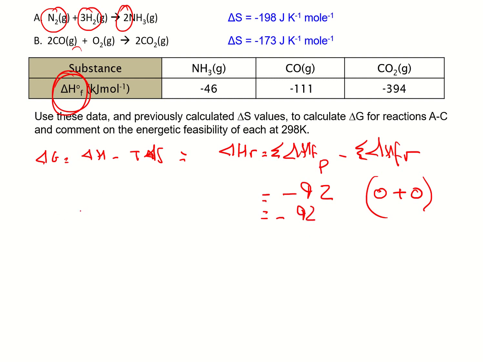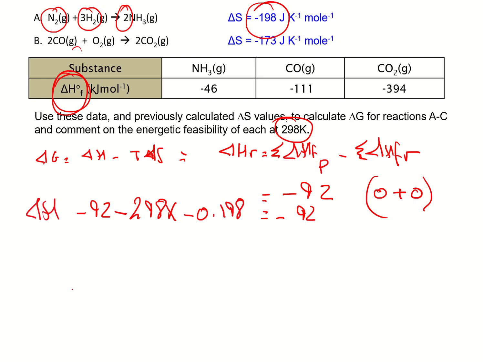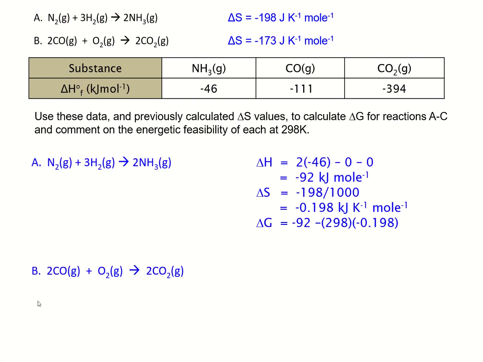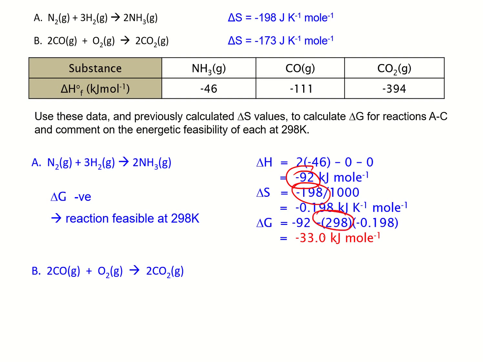So our delta G calculation is minus 92 minus our temperature, which is in the question and given in Kelvin, so we don't need to do anything to it, multiplied by our delta S, but remember that has to be divided by 1000. And that will give us our delta G value. I'll just clear the board here because this is done for us. There we go. You can see all the terms I talked about. That was the delta H. You can see I divided my entropy by 1000 there, and I put in my kelvins there, and that tells me that the reaction is feasible because it's negative.